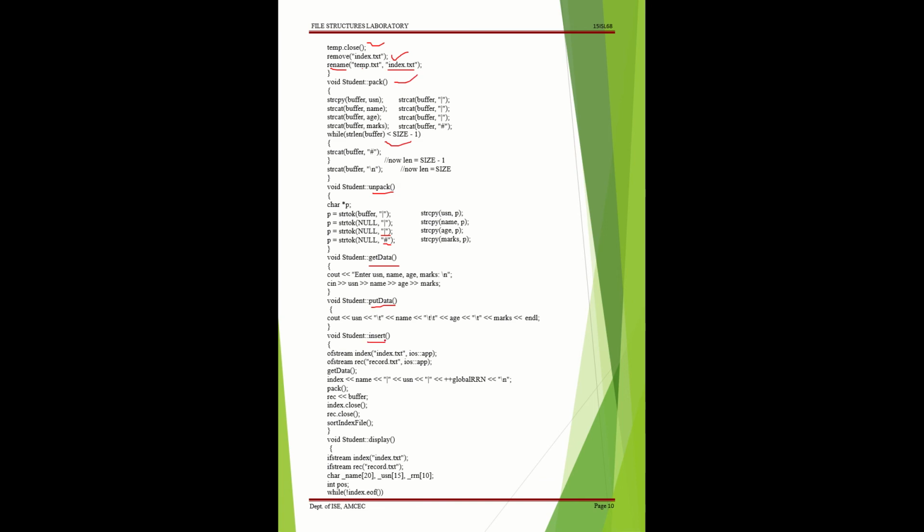Then I go for insert. In insert I am opening two files, the index file and the record file, using the logical file names index and rec, and then I retrieve the data using the get data method. I put the values, that is name and USN, inside my index file. Then I'm doing packing. After the packing is done, every variable is put inside the buffer. Now that buffer is loaded into my file record.txt using the logical variable. Then I'm closing both the index and record.txt, and after that I do sort index file.